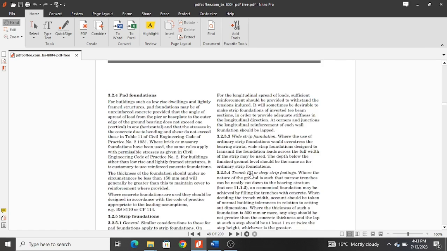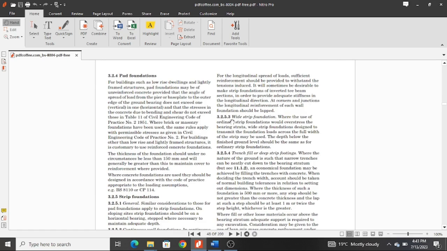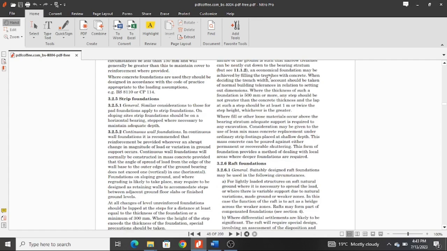So you have issues to do with wide strip foundations, trench fill, or deep strip footings, and you can study this. It gives basic guidelines that you're going to use. For instance, here they talk about where the thickness of such a foundation is 500 millimeters or more, any step should be not greater than the concrete thickness, and the lap at such a step should be at least 1 meter or twice the step height, whichever is greater. So these are guidelines that guide you whenever you are sizing these elements and designing them.